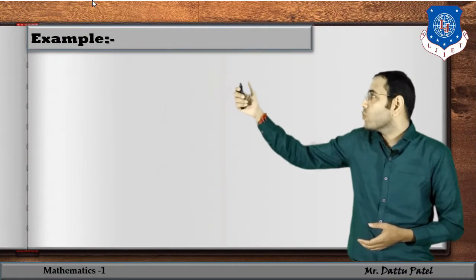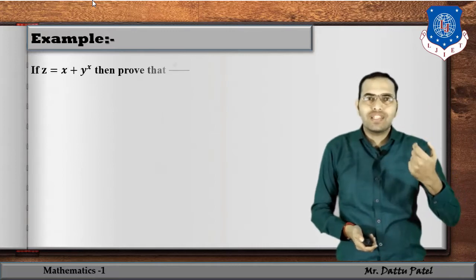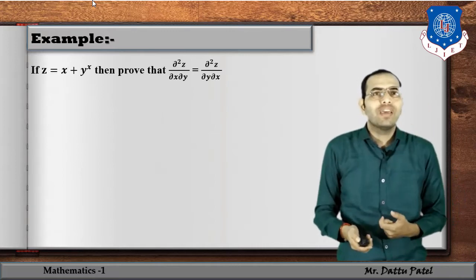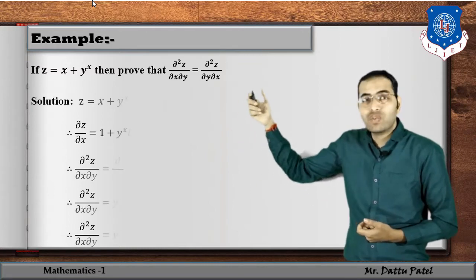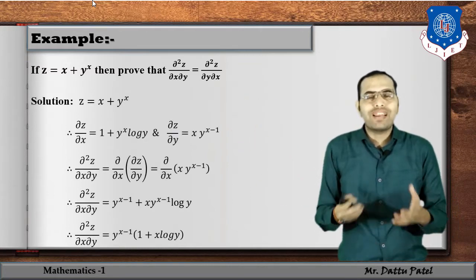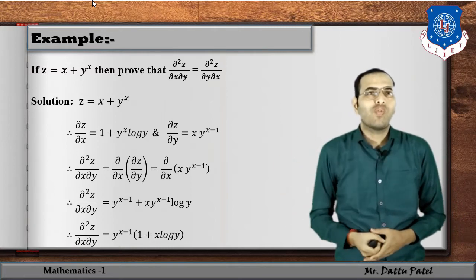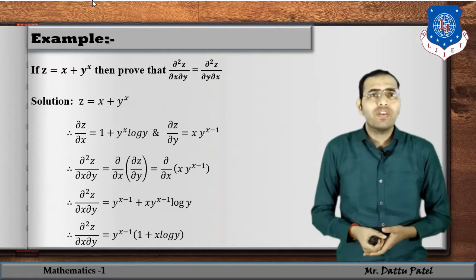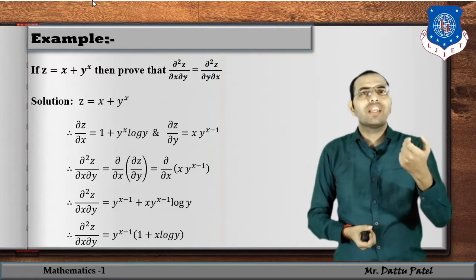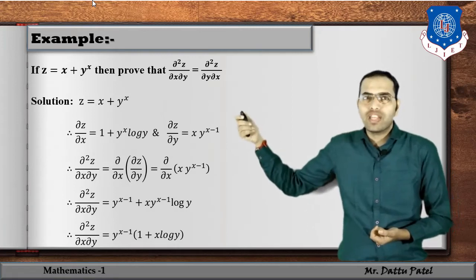If z equals (x plus y) raised to x, then prove that del square z by del x del y equals del square z by del y del x. Firstly, z equals (x plus y) raised to x. Then the partial derivatives of first order with respect to x and with respect to y. That is, del z by del x. If we differentiate with respect to x, then y is treated as a constant. Then del z by del x equals the derivative of x, that is 1.